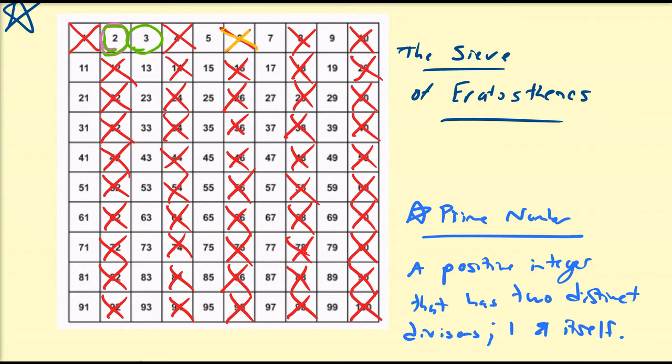So 6 is not going to work. Also 9 is not going to work as well. The next multiple of 3 is going to be 12, but we've already crossed that out.